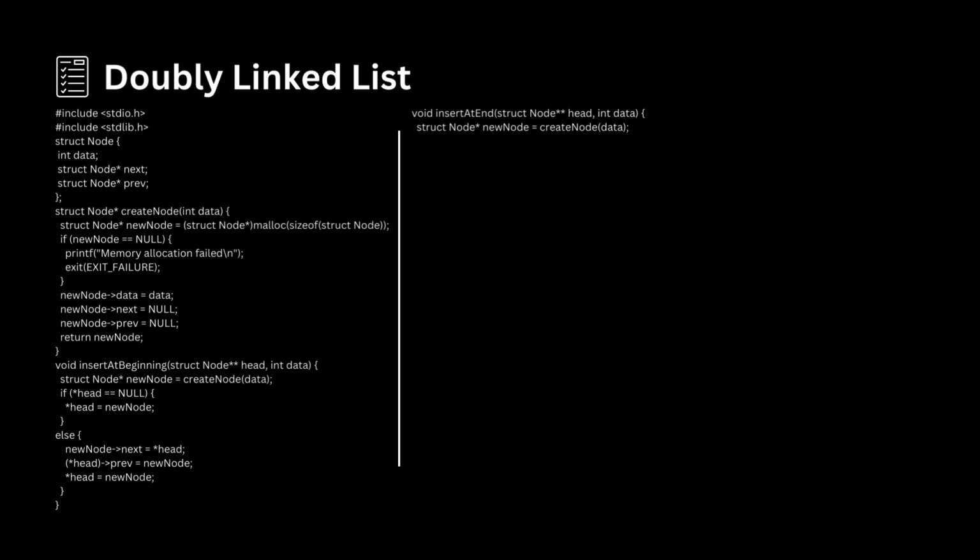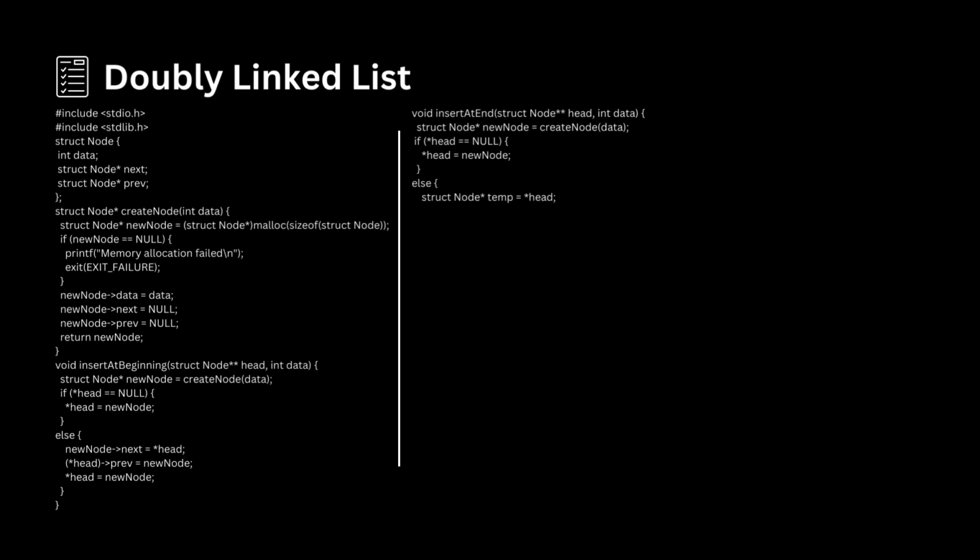Similar to the insert at beginning function, it allocates memory for a new node, initializes its data with the provided value, and returns a pointer to the new node. This part of the code checks if the linked list is currently empty. If the head pointer is null, it means there are no nodes in the list. In this case, the head pointer is updated to point to the newly created node.